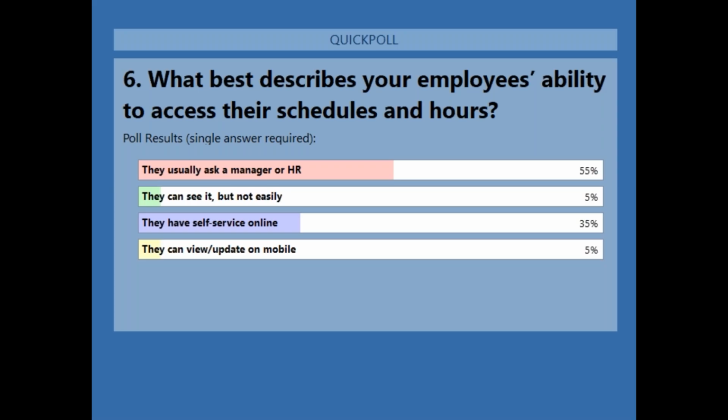You can do better, folks. I'm going to challenge you. You can do better. 35% self-service online. Way to go. Woohoo! And 5% a mobile app. And also 5%, well, they can see it, but it's kind of like, where's Waldo? It's a little bit tricky.